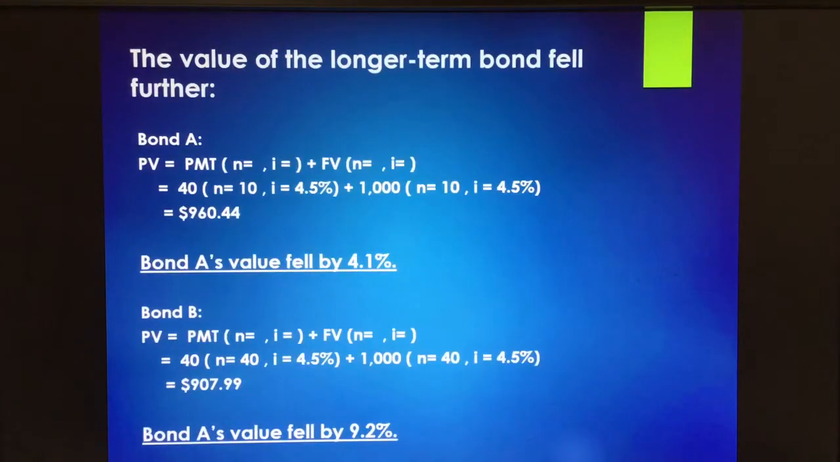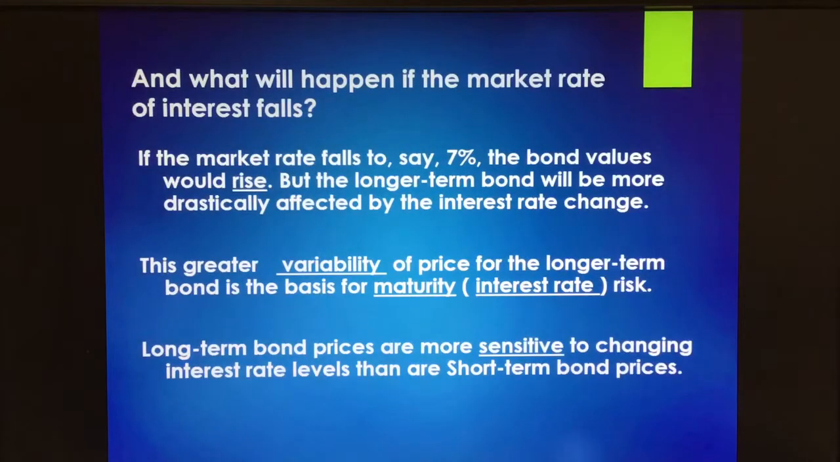And you can see here, bond A's value fell by $40, about 4% from $1,000. Bond B's value fell by more than double that percentage, 9.2%. Now, by the way, what will happen if the market rate of interest falls? I haven't shown the calculations here, but you could do that. You would run through the calculations again, but use 3.5% as the discount rate, 7% divided by 2. If the market rate falls, say, to 7%, the bond values will rise, but the longer-term bonds will be more dramatically affected by the interest rate change.